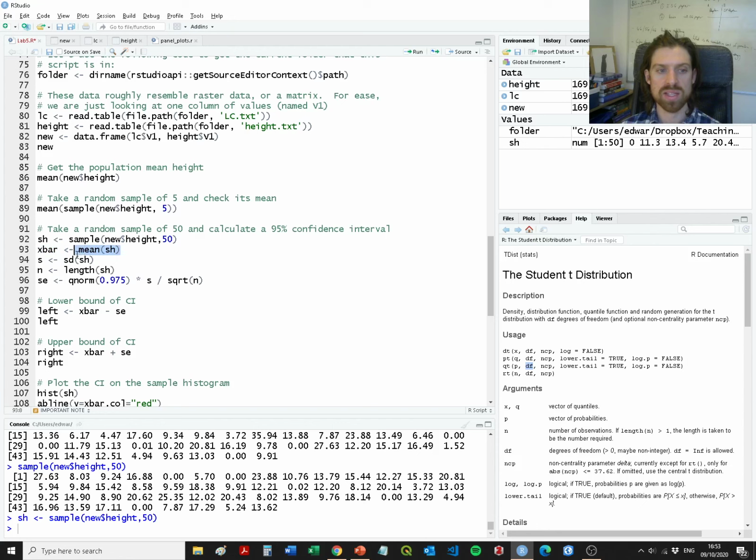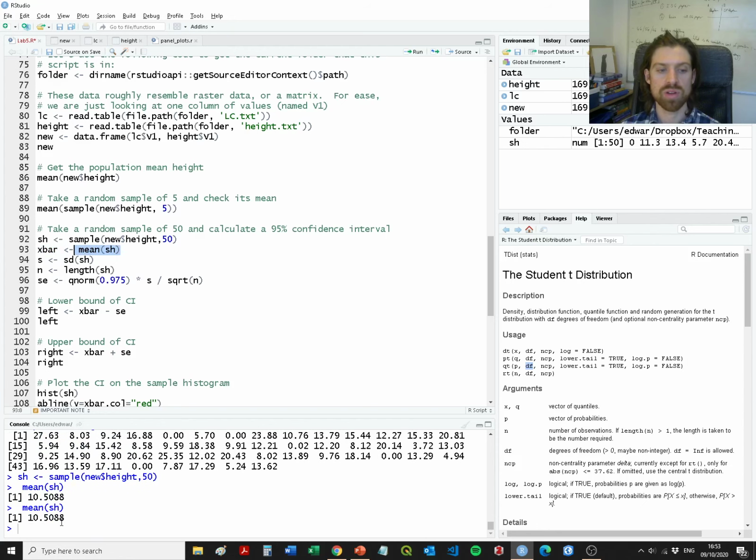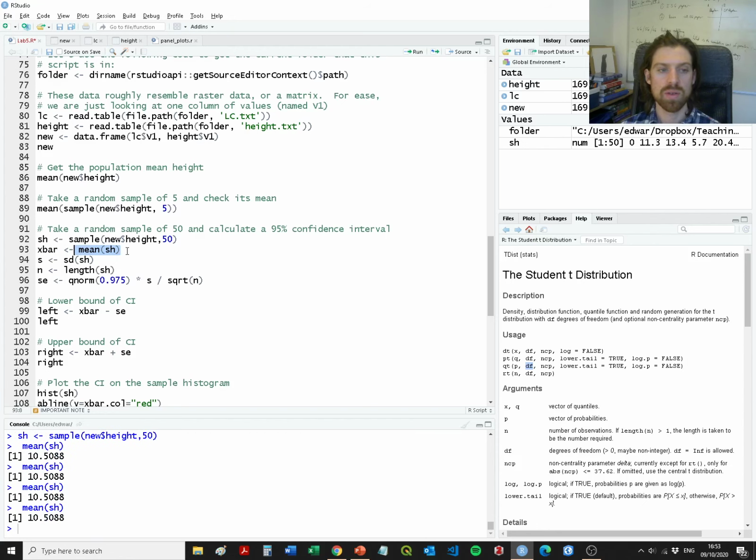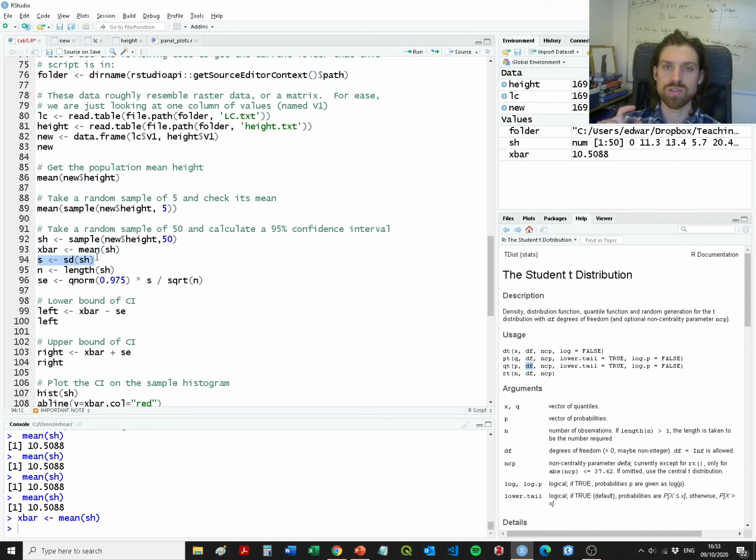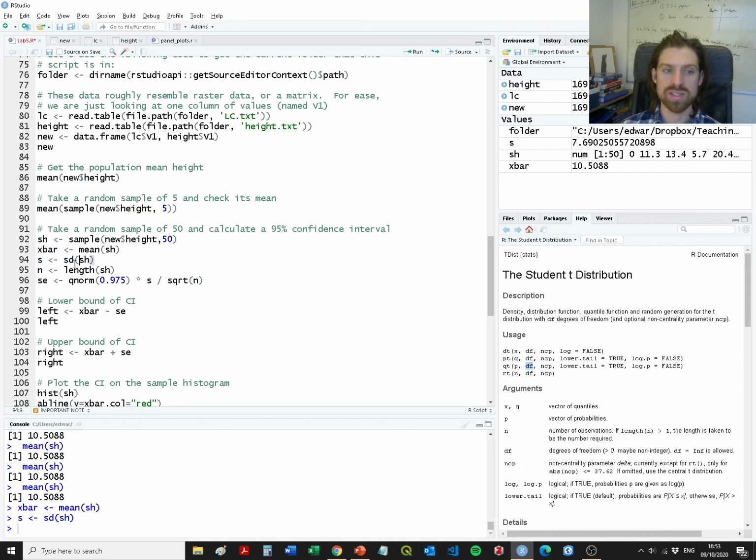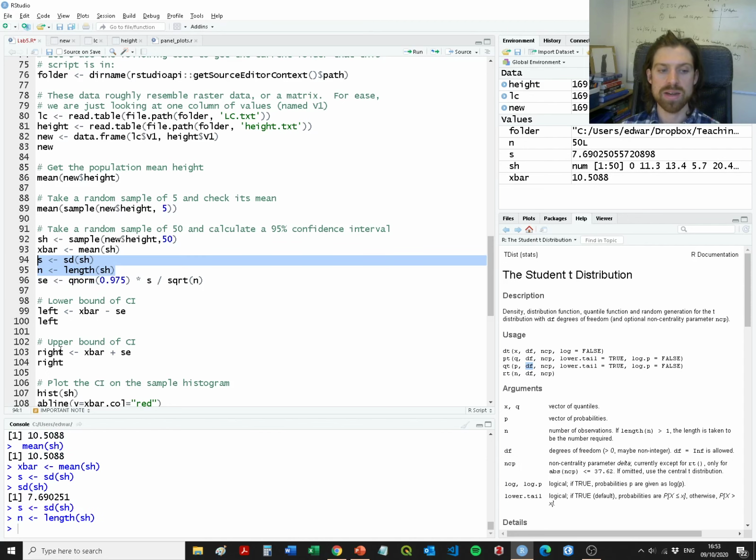When we do that, we get 10.5 in this instance, so let's assign it to X bar. Then let's take the standard deviation using the built-in standard deviation function for SH, which is 7.690251. And let's take the length and assign it to n, which essentially is 50.